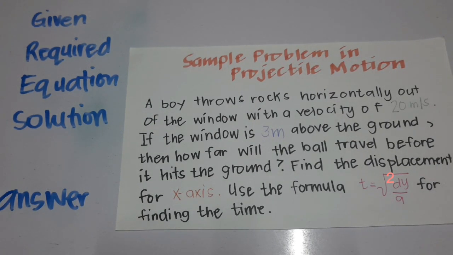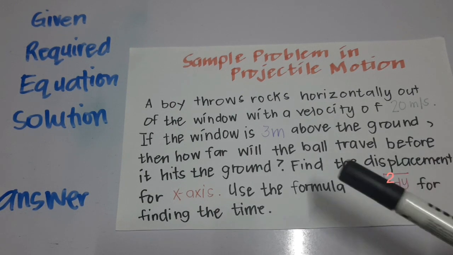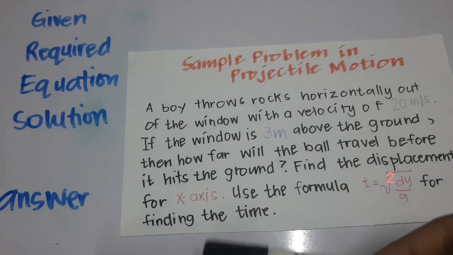A boy throws a rock horizontally out of the window with a velocity of 20 meters per second. If the window is 3 meters above the ground, then how far will the rock travel before it hits the ground? Find the displacement for the x-axis using the formula, and use the formula of t, or time, is equal to the square root of the distance in the y-axis over a, or acceleration, for finding the time. So it is a series of computations. So first we must find the time before we can find the distance in the x-axis.